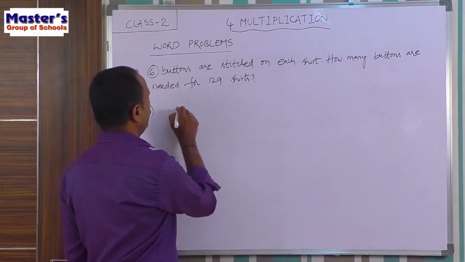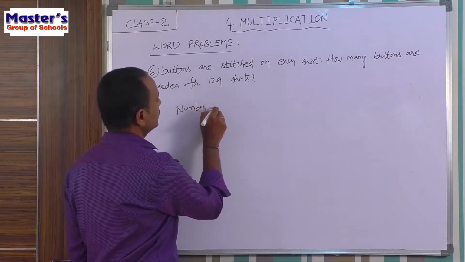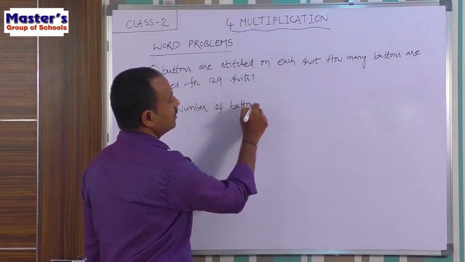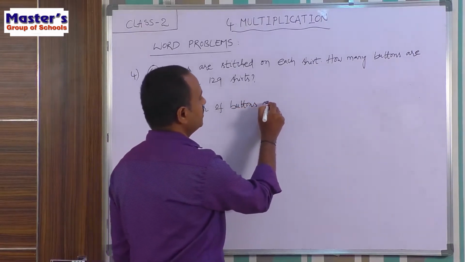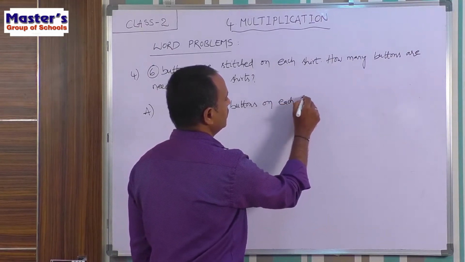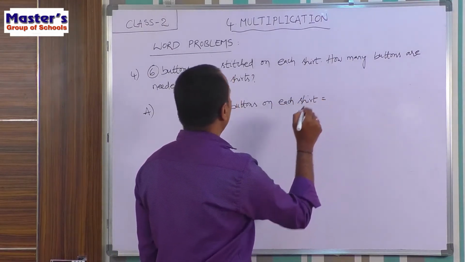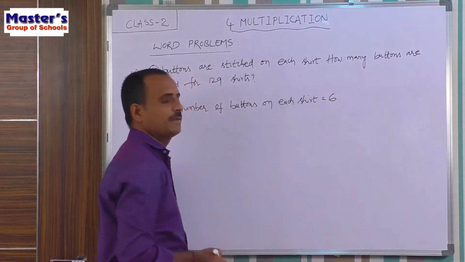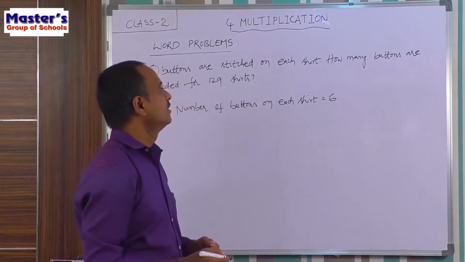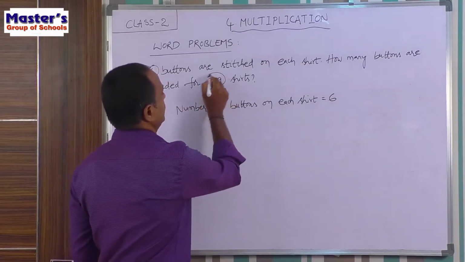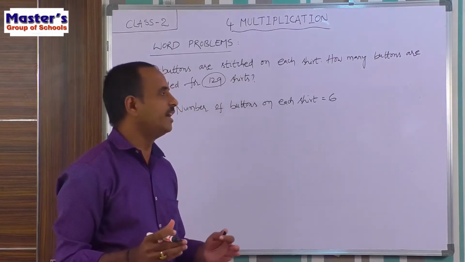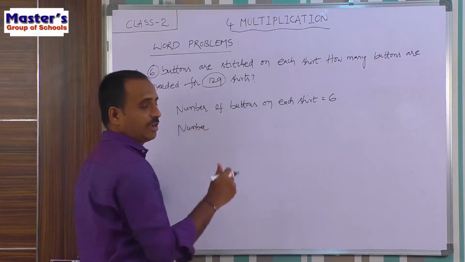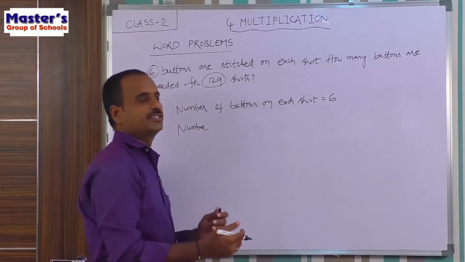So number of buttons on each shirt. How many buttons are there? So children, 6 buttons are there for each shirt. So write 6. And how many shirts are there? There are 129 shirts. So the number of buttons required for 129 shirts is equal to, so write the second step as number of buttons for 129 shirts.